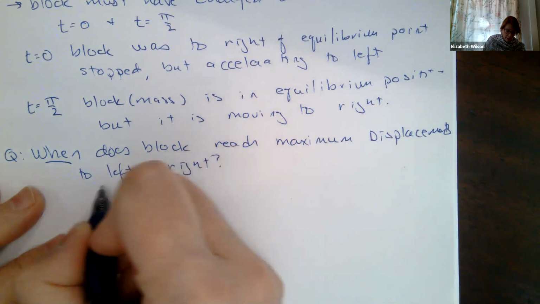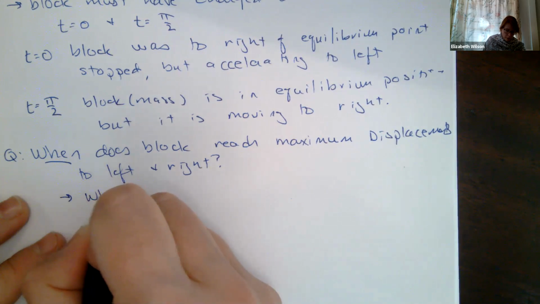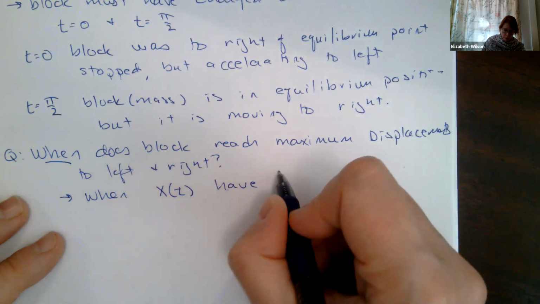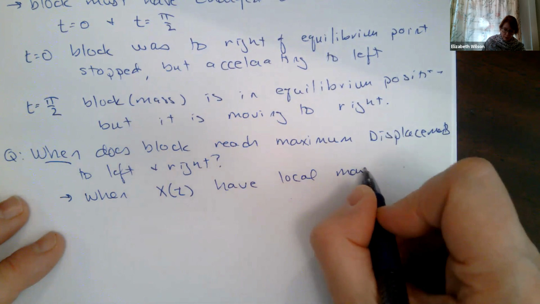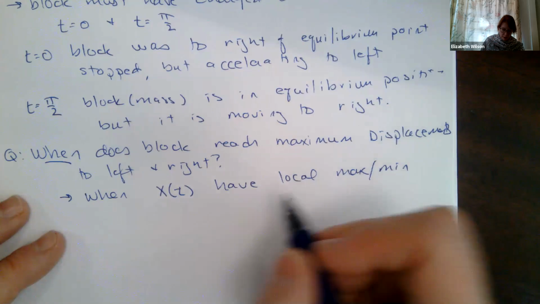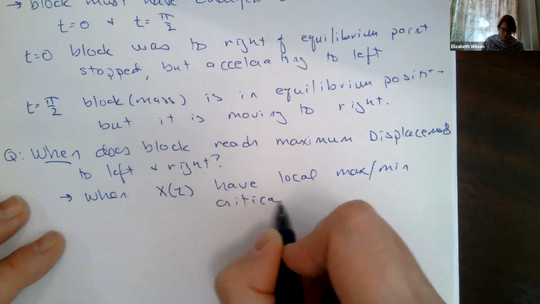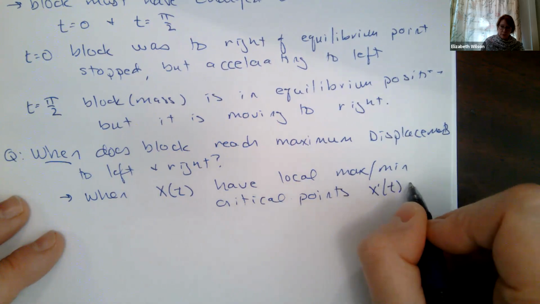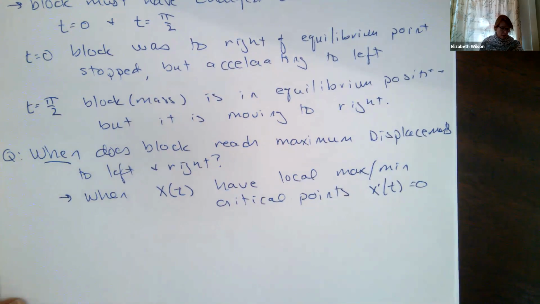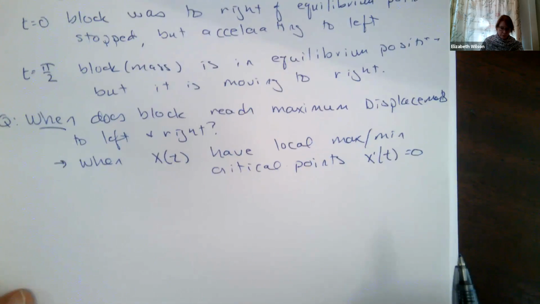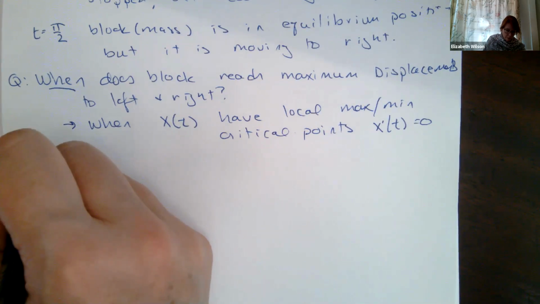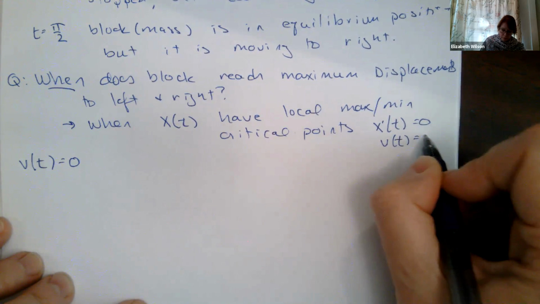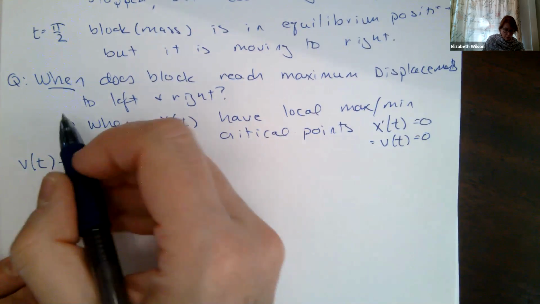So what we're really asking is, when does our position function have a local max or a min? So we're looking for critical points, right? This is a critical point question, which means I need to take my derivative and set it equal to 0 and then solve for t, right? My derivative of position is my velocity. So where my velocity is equal to 0, I'm going to plug that in.